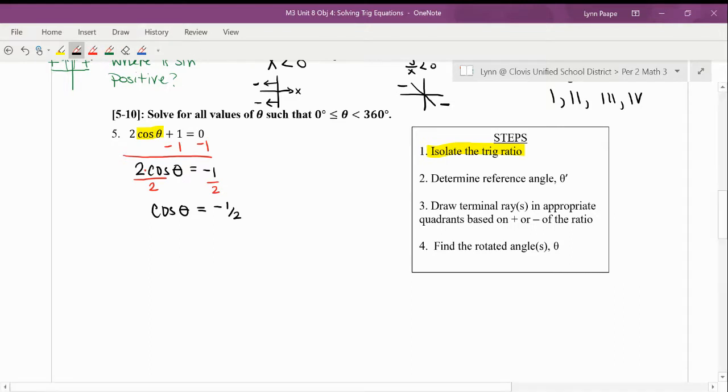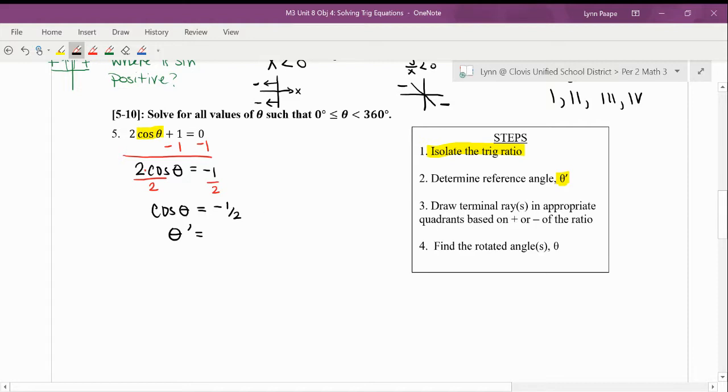The second thing we want to do is find the reference angle. So we want to find theta prime. We're going to figure out the reference angle. This won't be my final answer for theta. It just gets us in the right category.